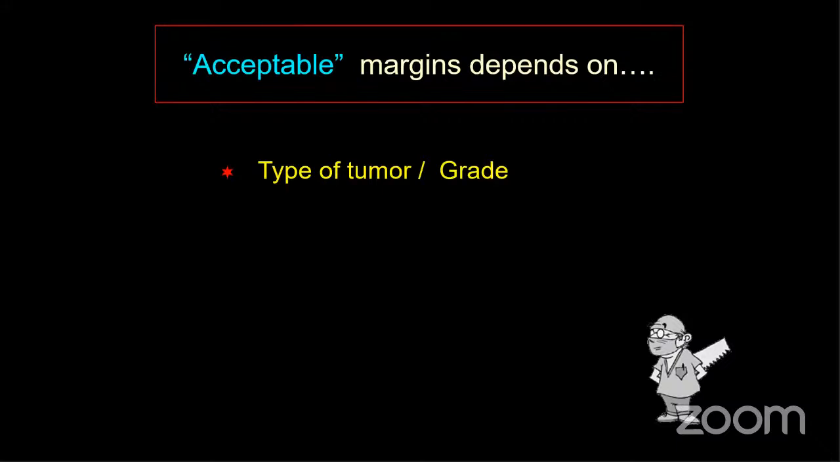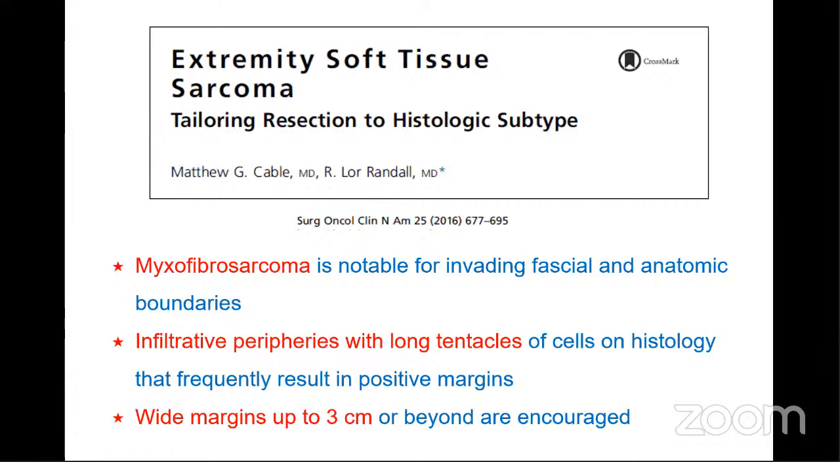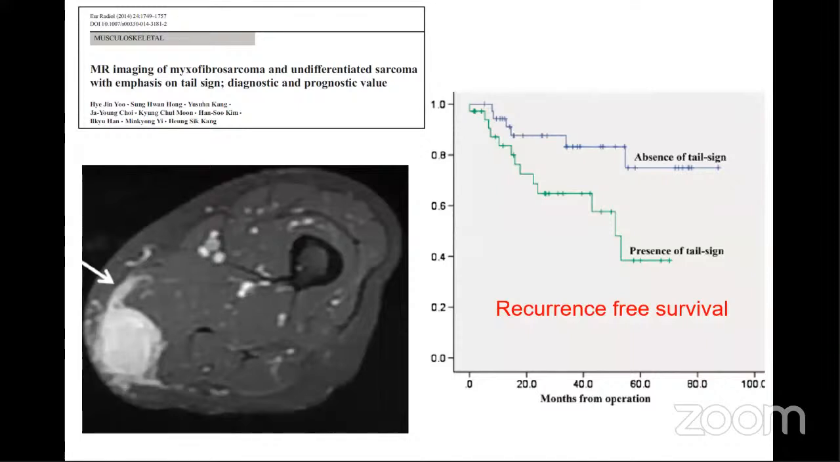It is the type of the tumor and the grade of the tumor. For example, a lipoma or an atypical lipomatous tumor, most of us are happy to shell it out with just a thin fascial covering. Sometimes even that is stripped off and we really don't think too much about that. But when we are dealing with something like a myxofibrosarcoma, then we need to be a lot more careful. These are tumors that are notable for invading fascial and anatomic boundaries. They have infiltrative peripheries, and therefore margins of up to 3 centimeters or more are encouraged to what we describe as acceptable adequate margins. And that is because most of these myxofibrosarcomas have a so-called tail. And if you don't identify that tail and actually go through it, then you're in trouble.